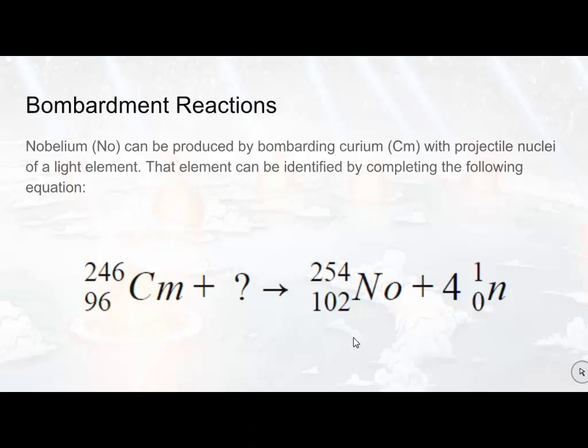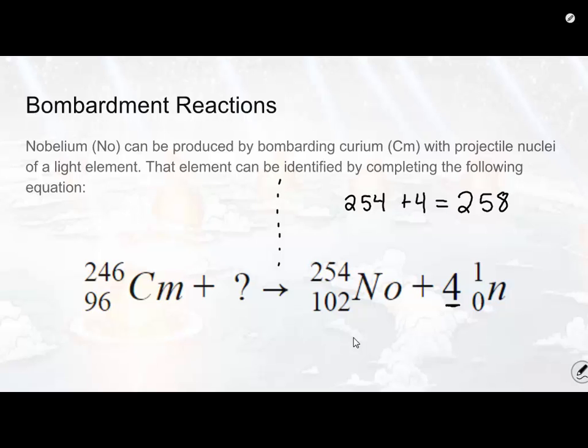So right now, if we're looking at our equation, on our left side we have 246. On our right side we have a couple numbers. So we have 254. And then if you notice, there's a big 4 out front. That means we're giving off 4 neutrons. And so our total number on top is going to be 4 times 1, so we have 4 as well. So right now we have 258 on our right side. And so we need to get 258 on the other side.